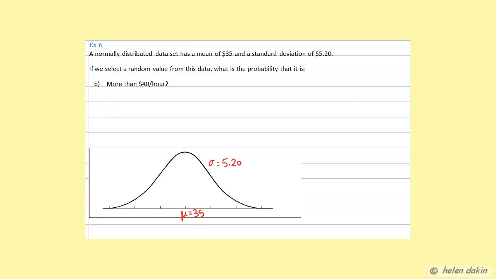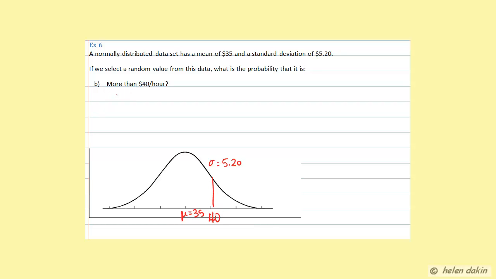Now let's consider part B. What is the probability that if we select a random value from the data, it's going to be more than $40 per hour? Let's take a look at that and how it fits in with our diagram. Where is the $40 per hour? Well, the $40 per hour is going to be to the right of the mean. So there's our $40 per hour. Let's label that.